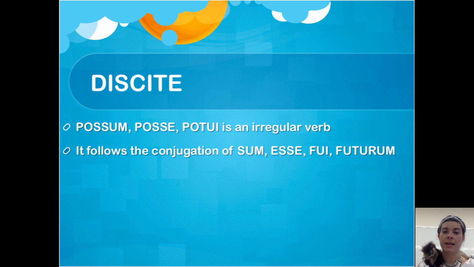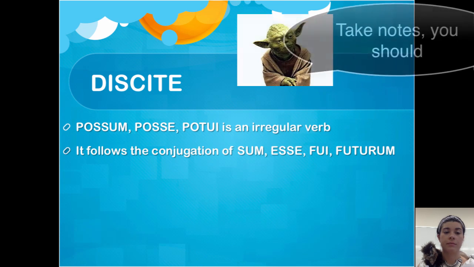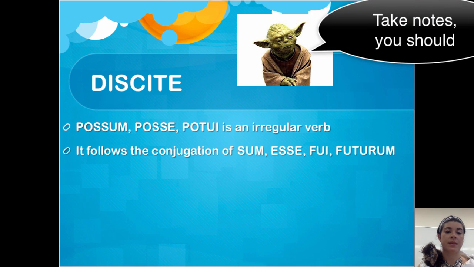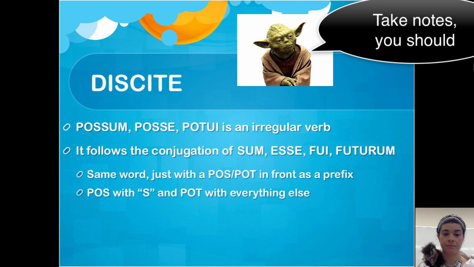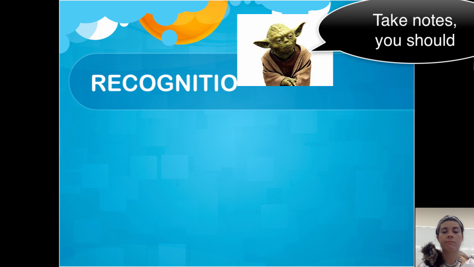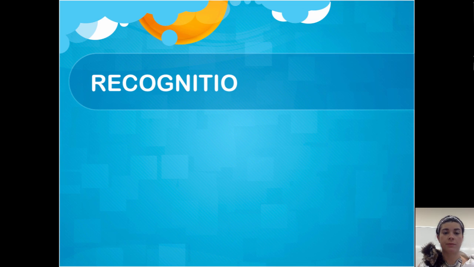So instead, it's actually going to follow the conjugations of sum, esse, fui, and futurum. And you can even see how sum is at the end of possum as well. So essentially, we're going to have sum with pos or pot in front of it. So let's take a look at another review.